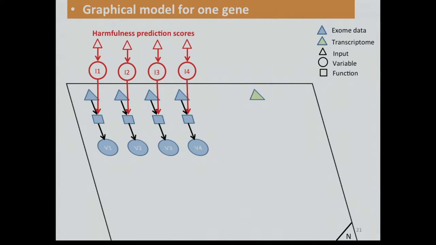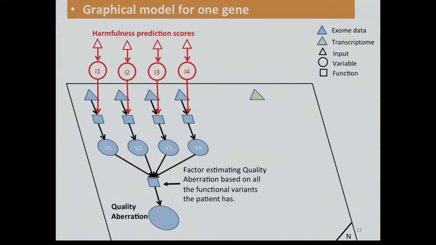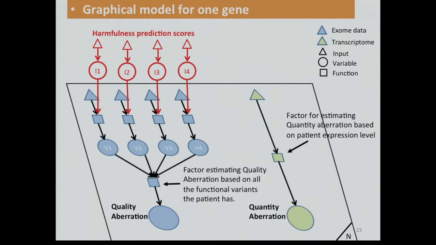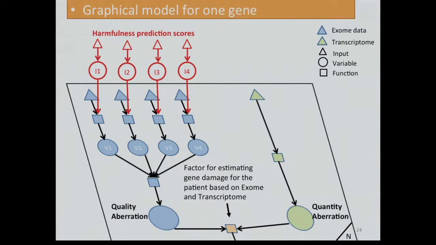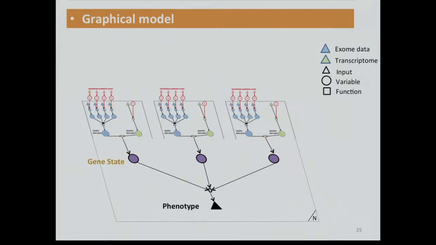So we have these scores per gene that combine first harmfulness and the evidence, and then we have a factor that combines all of these per variant scores into a coding variation score per gene. Okay, we also have a quantity aberration score per gene as well. And then we have, of course, a factor which combines the quantity and the quality of the scores into a gene state. So here there are three genes, but in reality we don't pre-filter genes. So we have the 20,000 genes that we have in the data. This would be the size of the model. And this is per patient, and of course, a single patient is a single instantiation of this graphical model.